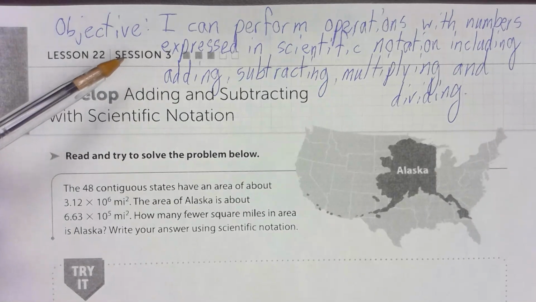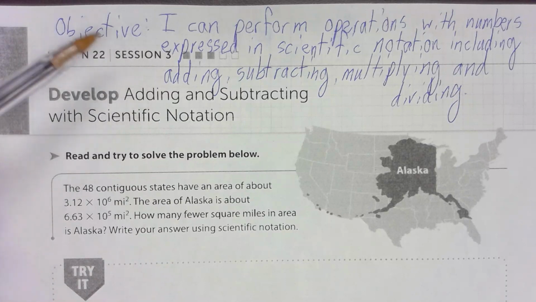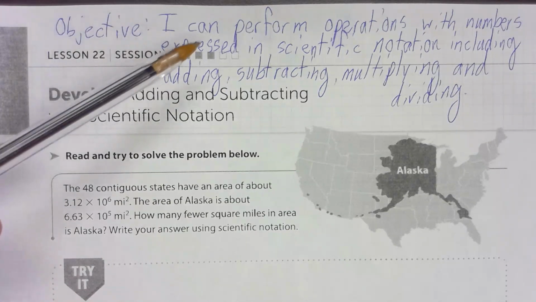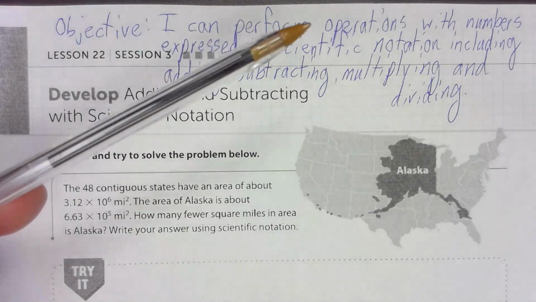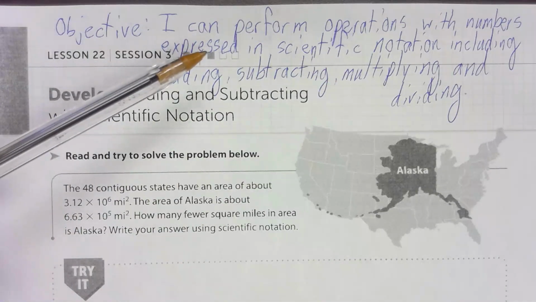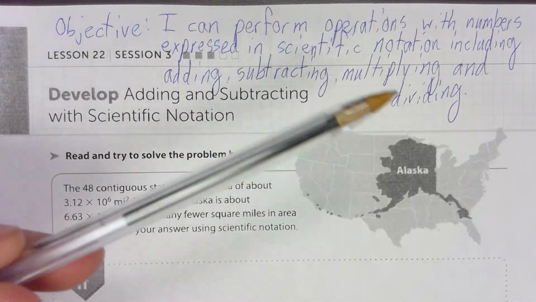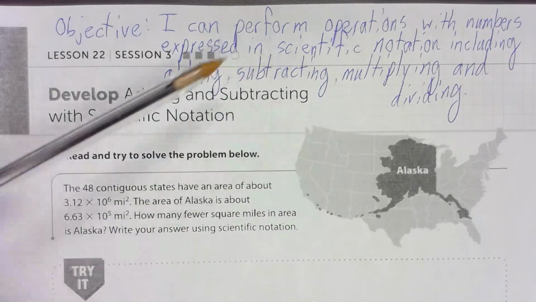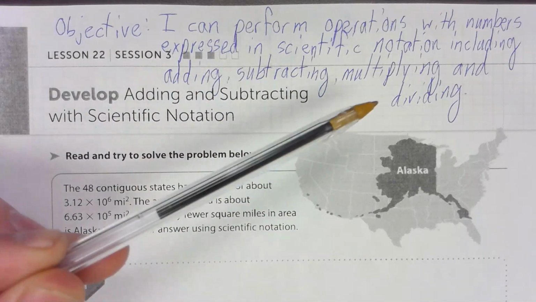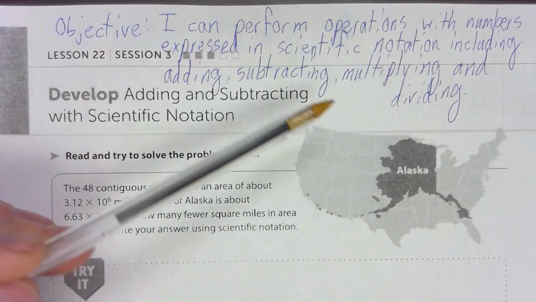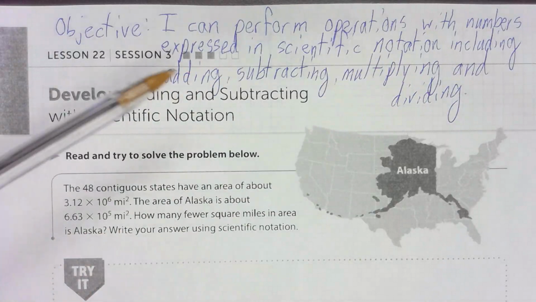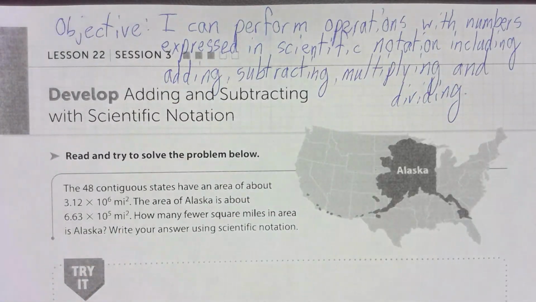This is on page 525. Our objective here is I can perform operations with numbers expressed in scientific notation, including adding, subtracting. That's what we're going to look at today. And then next session we'll look at multiplying, dividing, okay? So basically, I can add and subtract things that are written in scientific notation. Let's take a look.